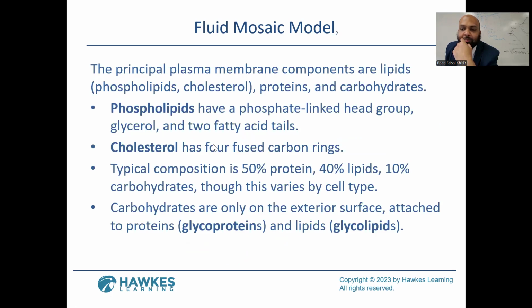The principal plasma membrane components are lipids, phospholipids, cholesterol, proteins, and carbohydrates. The phospholipids have a phosphate-linked head group. Very important to know that. Phospholipid head group, glycerol, and 2 fatty acid chains. Cholesterol has 4 fused rings. So the typical composition is 50% protein, 40% lipids, 10% carbohydrates, though this varies by cell type.